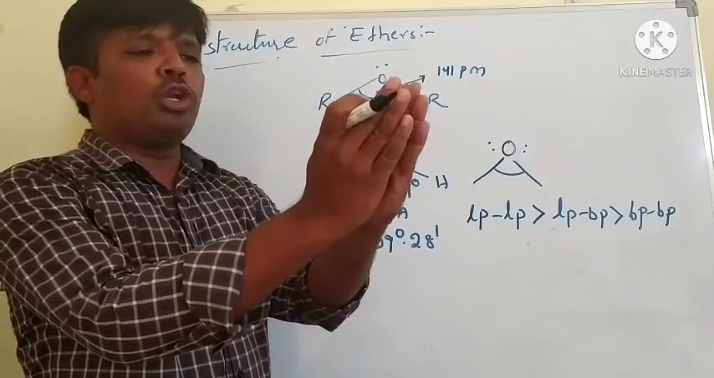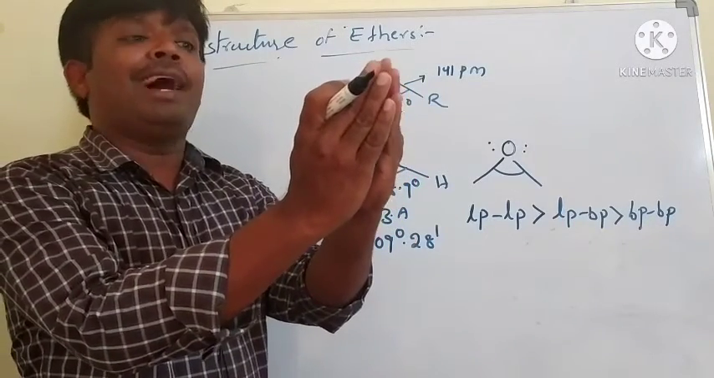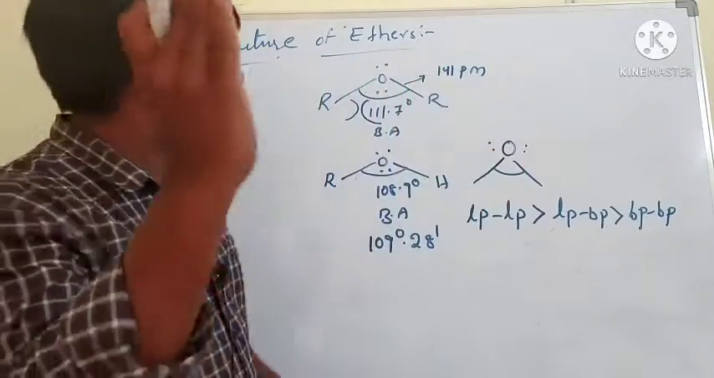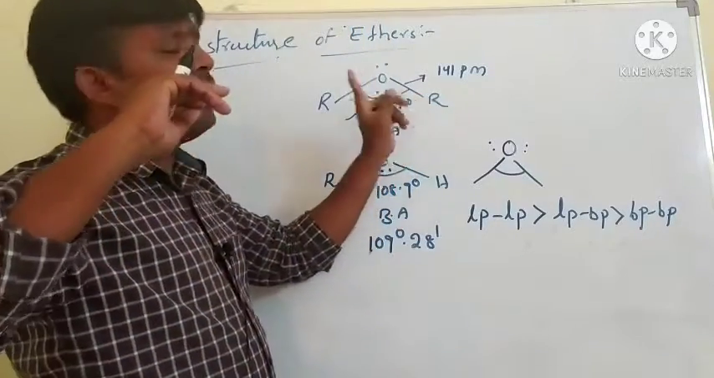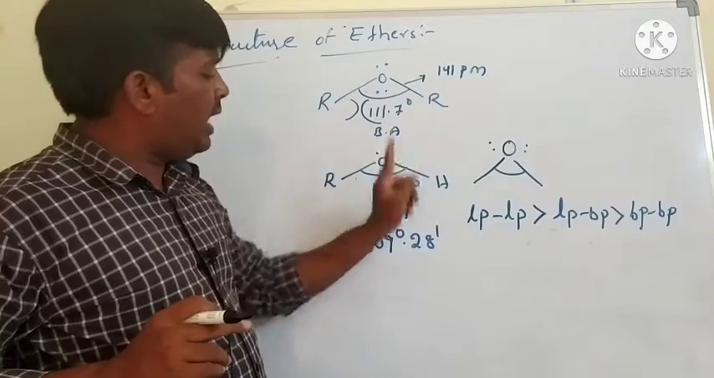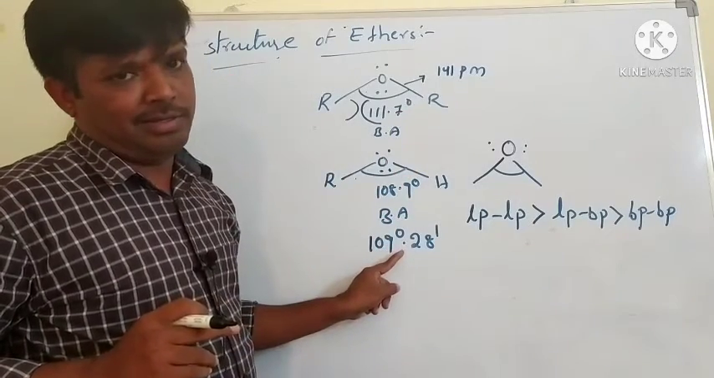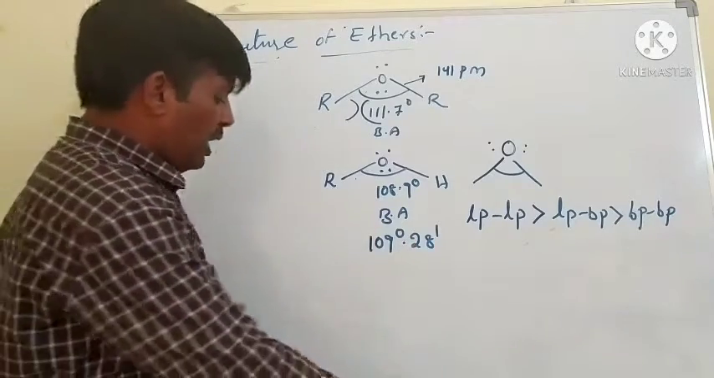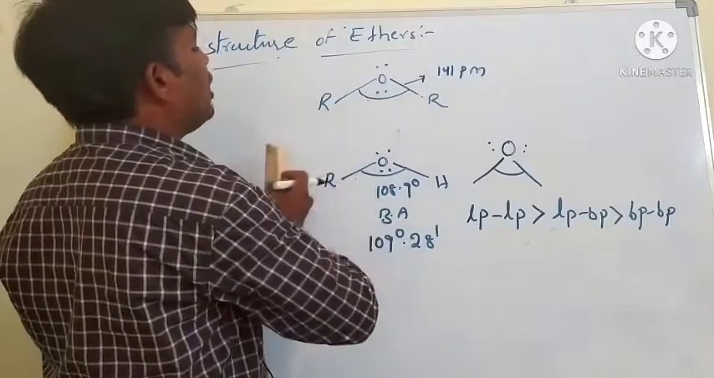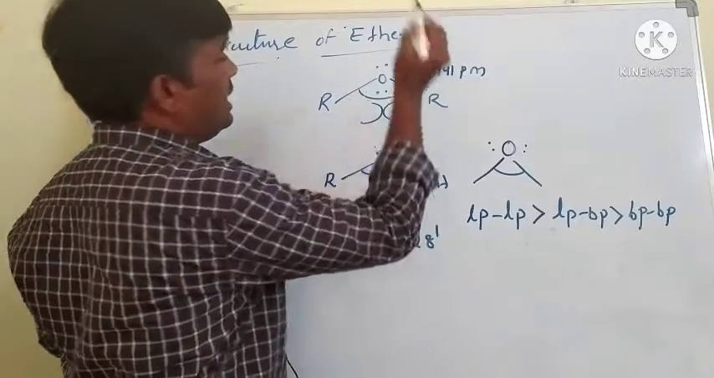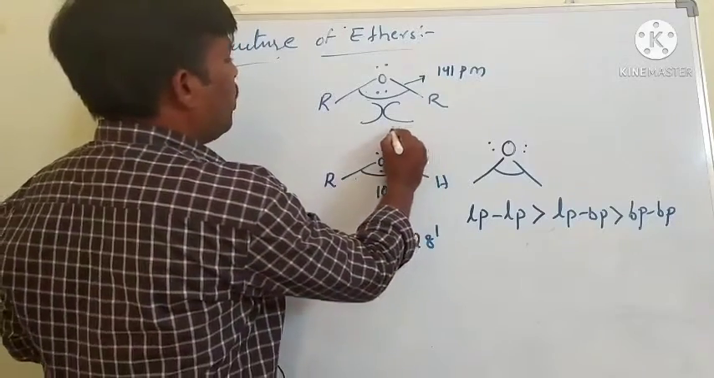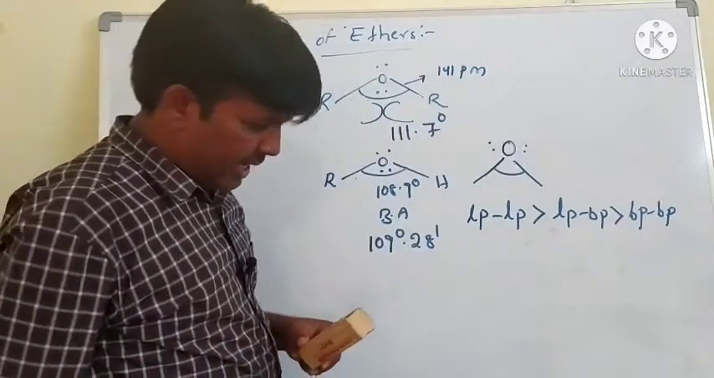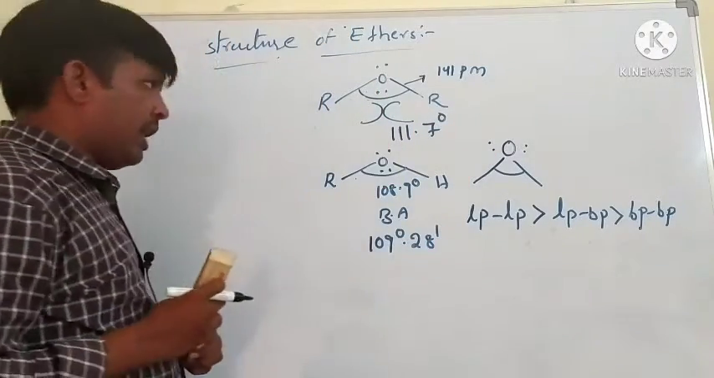Due to the repulsions, the two bulky alkyl groups are far away from each other. That is the reason why in case of ethers, the bond angle is very high when compared with alcohols, or when compared with the tetrahedral bond angle. Therefore the repulsion between two bulky alkyl groups is very high. That's why the bond angle is very high, equal to 111.7 degrees. Okay, this is in case of bond angle.